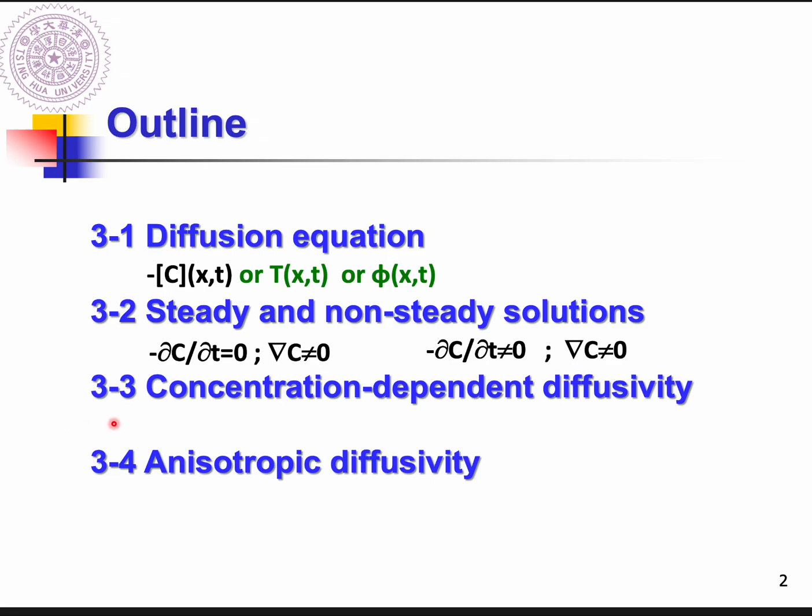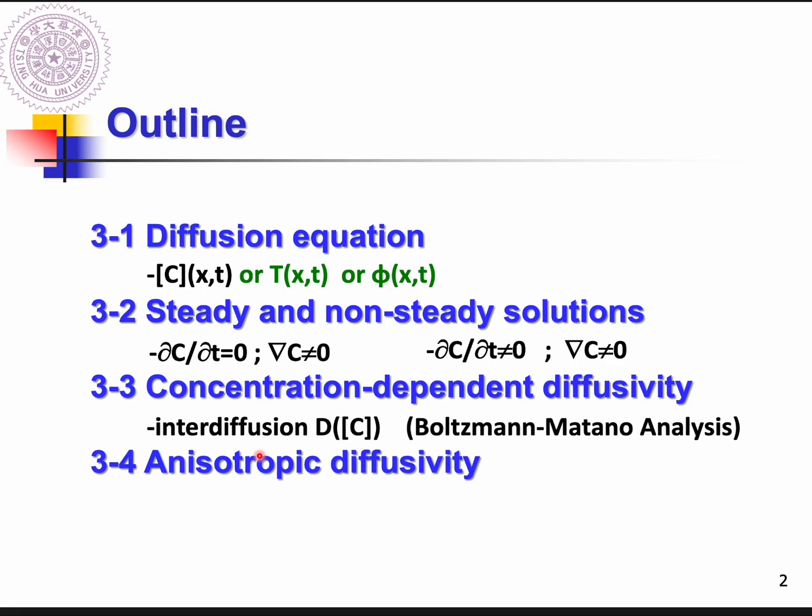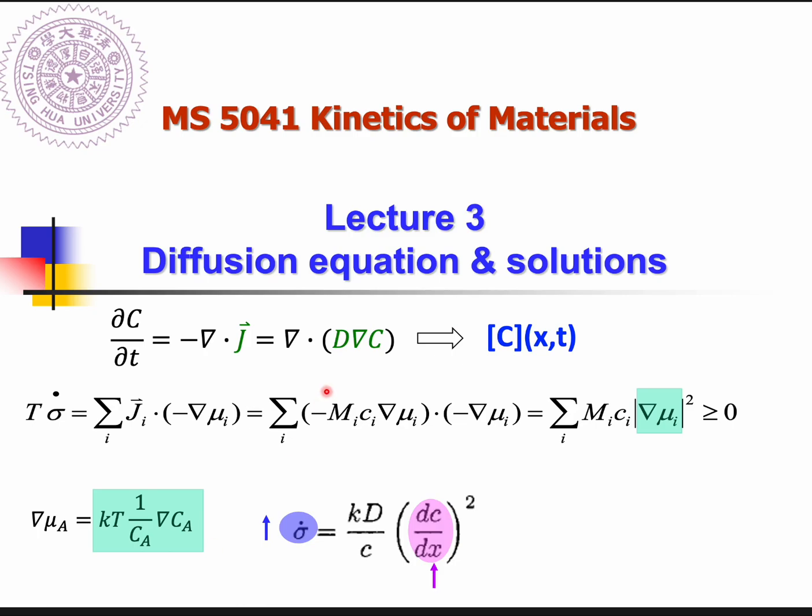And the third section would be concentration-dependent diffusivity. In the previous case, we assumed the diffusivity is a constant, right? So this is how we get this result. We assume this is constant, so we directly take it out and leave the second-order derivative of concentration with respect to x, right?